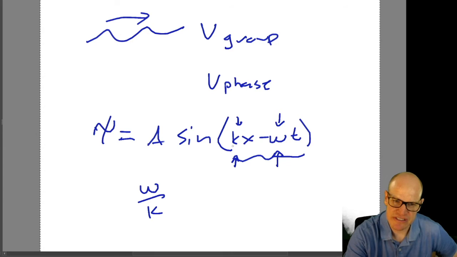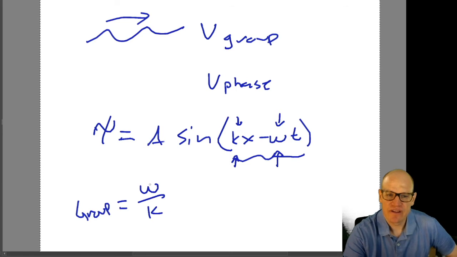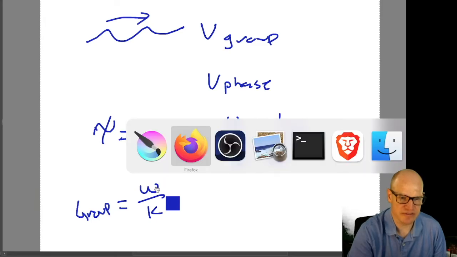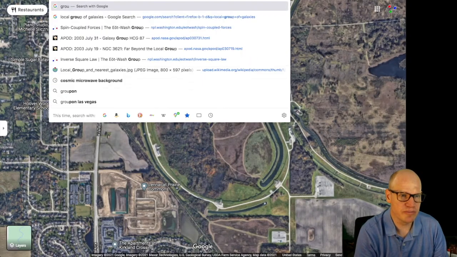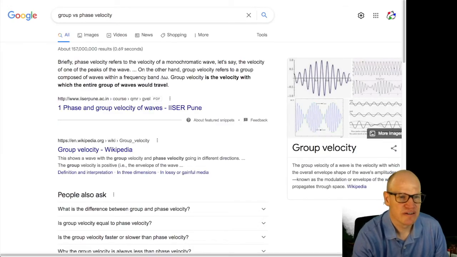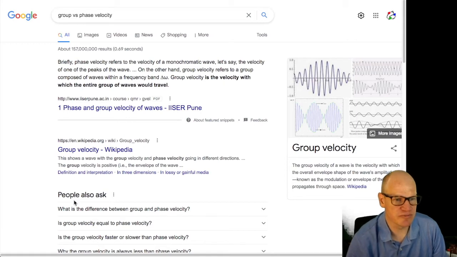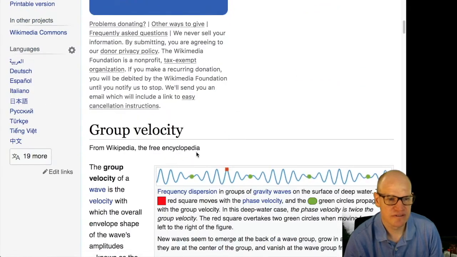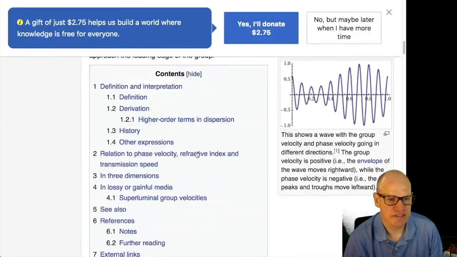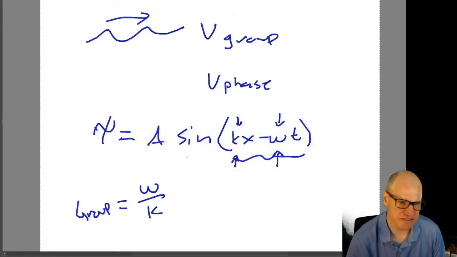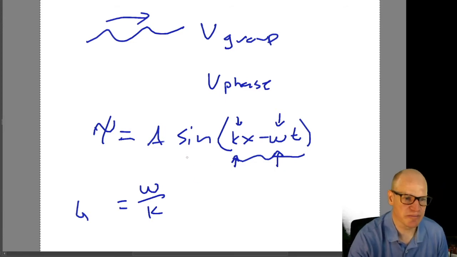The other thing that you can get from this is the group velocity. I believe this is the group velocity, but let me verify that. Let's look that up just to make sure that I'm not lying to everybody. Group versus phase velocity. Let's see, group velocity. Oh, the group velocity is the slope. Yeah, okay, that makes more sense, actually. So this is the phase velocity. Let me back up here. This is the phase velocity.